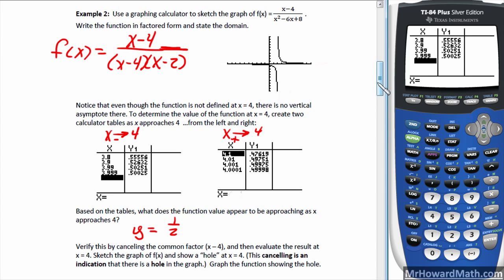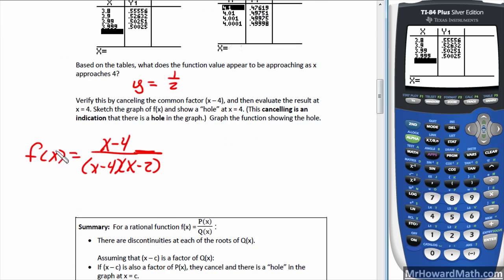Alright, so let's do all of that. So we're going to take this function up here and we're going to cancel that out. So we'll do that. Okay, now we have our originally fully factored function here, and we're going to cancel out the common factor x minus 4 in the numerator and denominator. And then it says evaluate what's left at an x value of 4. So if we do that, we would be left with 1 over x minus 2, and we want to evaluate that when x is 4, so we'll replace that x with a 4, so that would be 1 over 4 minus 2, which is 1 over 2, 1/2. So the same value that we saw the y values approaching in our table.